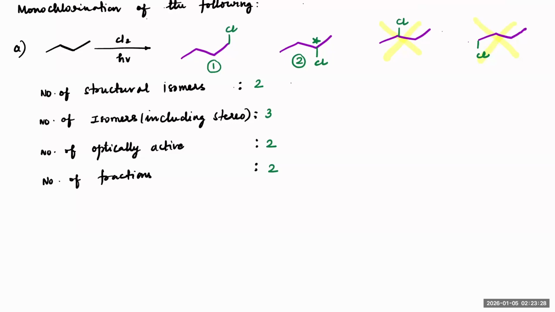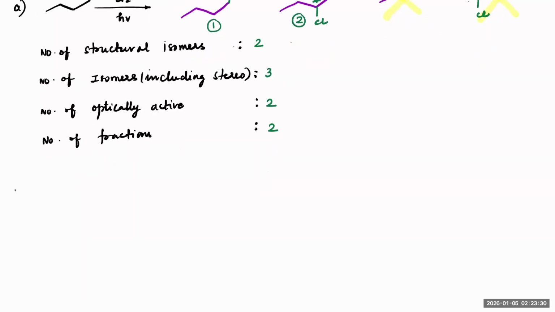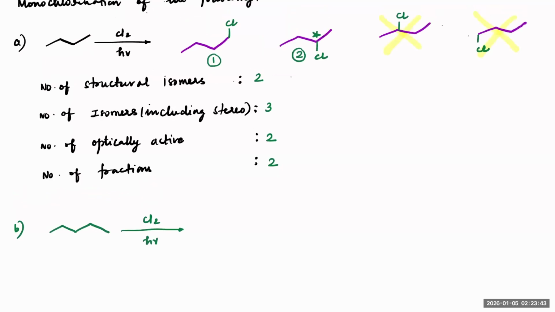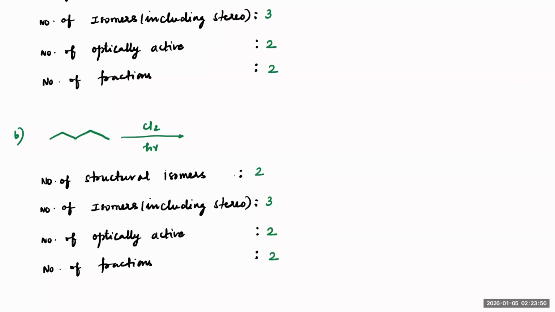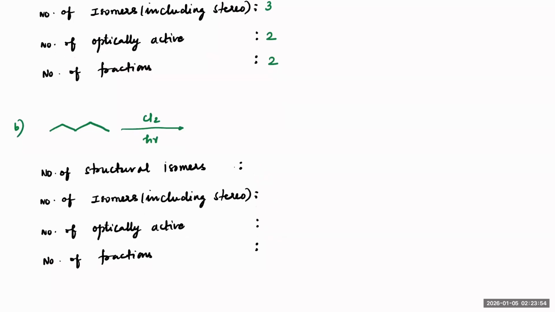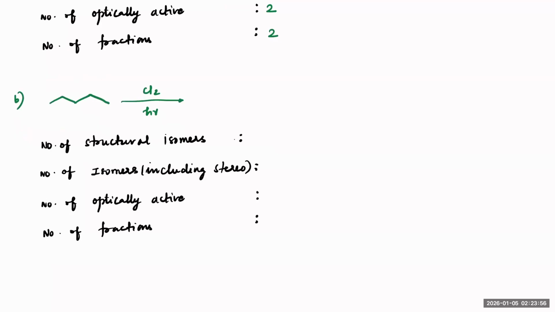The next one, I'm expecting all of you to try it out on your own now. This time I'm just increasing the number of carbons here. So make it as 5 carbons, Cl2, H nu. The question is the same. You need to figure out all of these cases: number of structural isomers, stereoisomers, optical isomers, and fractions. Okay, please do that, everybody. Please try it out.